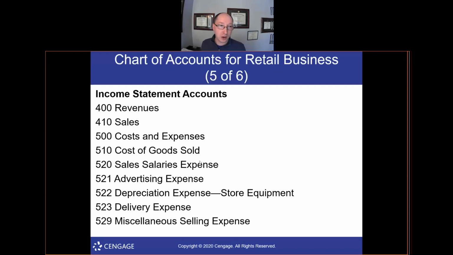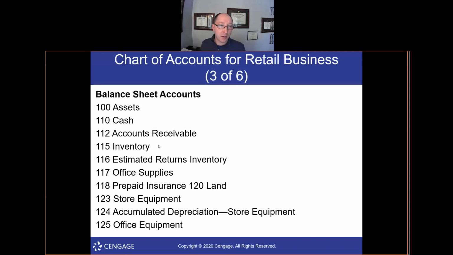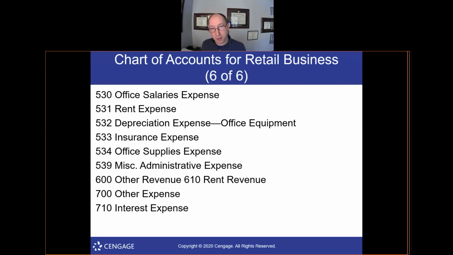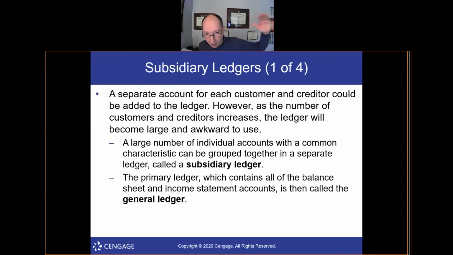Just like I showed you here, I want you to think of it this way. The asset account is a ledger. Cash, accounts receivable, inventory, so forth and so on, those are subsidiary ledgers. So remember that relationship I said. You have parent accounts and child accounts. Parent account is the general ledger. Subsidiary ledgers are the children. It's a nice way to think about it.